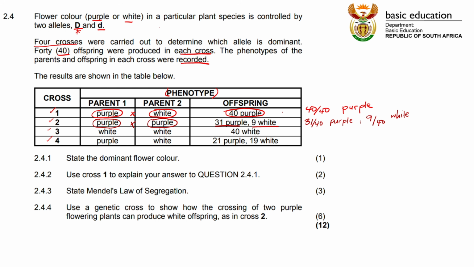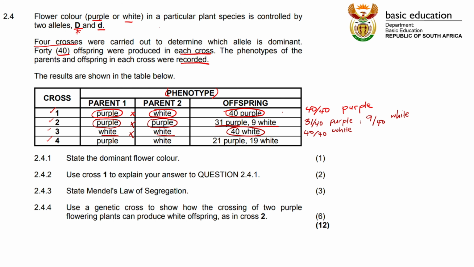Now, third cross, we have got white and you are crossing it with white. If you are crossing white and white, you see that we have got 40 white. So out of 40 of them, all of them are white. So 40 out of 40 in the third cross are white.